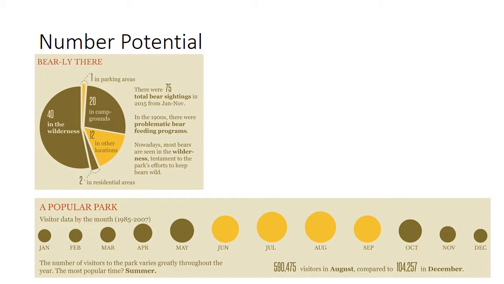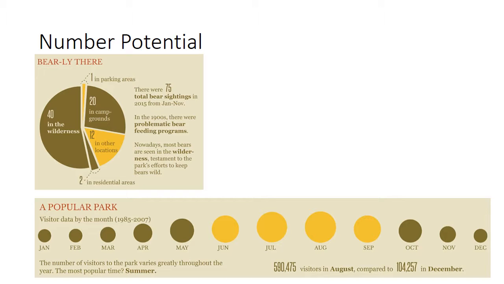In this section, I'm going to talk about visual potential and how it relates to my infographic. There are several different kinds of visual potential found within my infographic. The first kind of visual potential is number potential. In my infographic, I use two number displays.